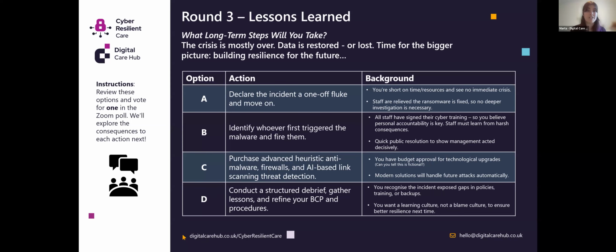Option C, you purchase advanced heuristic anti-malware firewalls and AI-based link scanning threat detection. You have budget, it has been approved for these technological upgrades, and modern solutions will handle future attacks automatically. Option D, conduct a structured debrief, gather lessons, and refine your business continuity plan and procedures. You recognize the incident exposed gaps in policies, training, or backups. You want a learning culture, not a blame culture, to ensure better resilience next time. So there are different options that we could take.